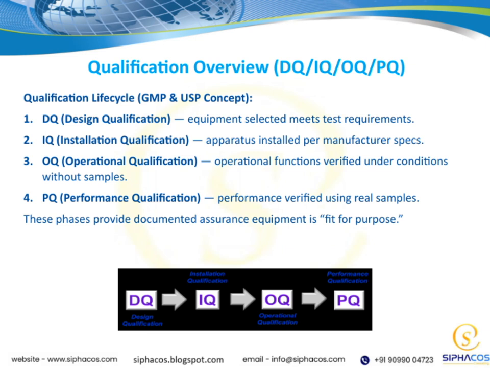Finally, performance qualification, or PQ. This is when we test the equipment under real-world conditions, using actual samples to verify it performs consistently and reliably in its intended environment. Together, these phases provide documented assurance that the equipment is fit for purpose, which is vital in maintaining quality and compliance throughout the manufacturing process.